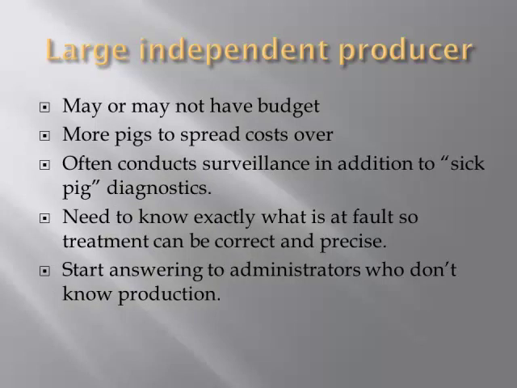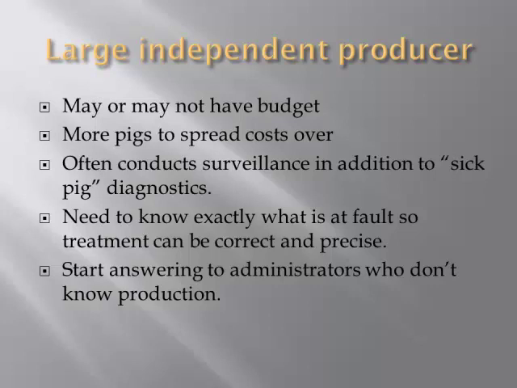So then we move to the larger independent producer, and this, in my definition, is 1,000 sows and up. And you might get into several thousand sows. So larger producers, they definitely have a budget, or at least they know how much they want to spend on diagnostics. They have more pigs to spread those costs over, so it's not quite as tough a decision to send tissues away.